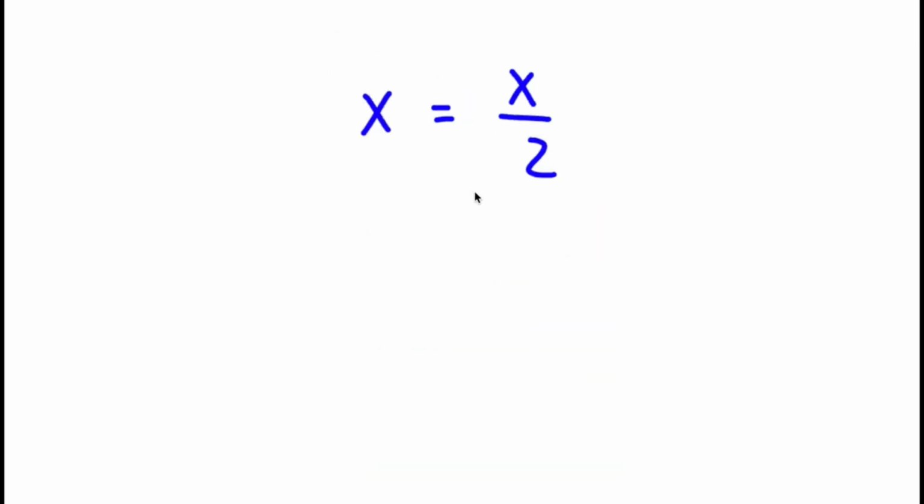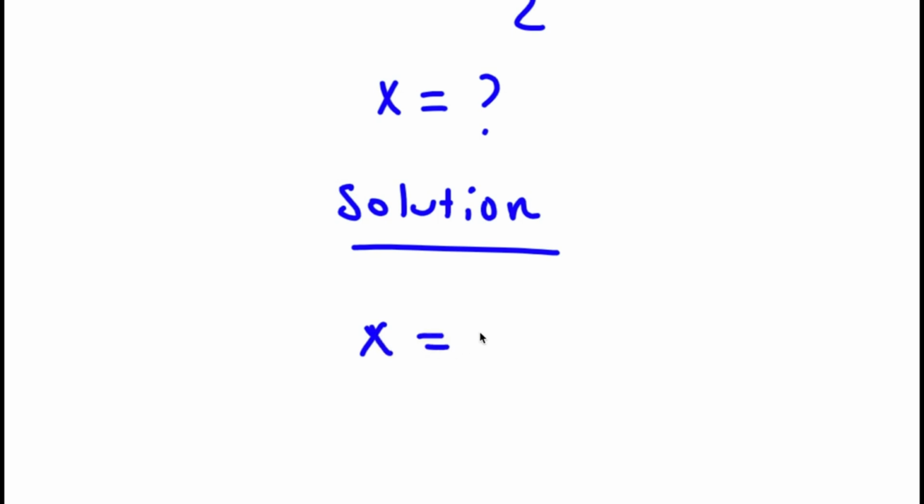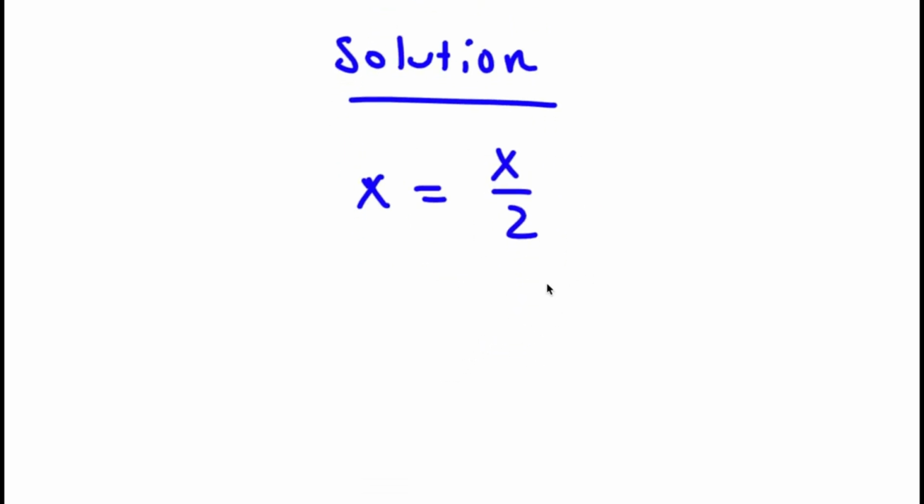Alright, so for this problem, I have x is equal to x over 2. So I want to find the value of x here. So for my solution, first start with x is equal to x over 2. Now I'm actually going to subtract x over 2 on both sides.